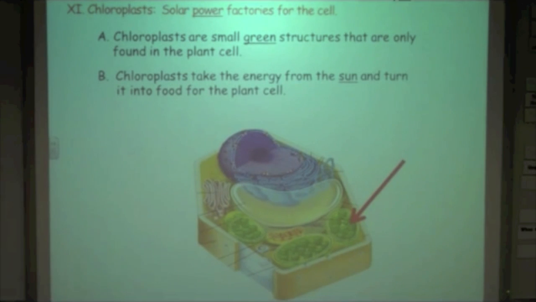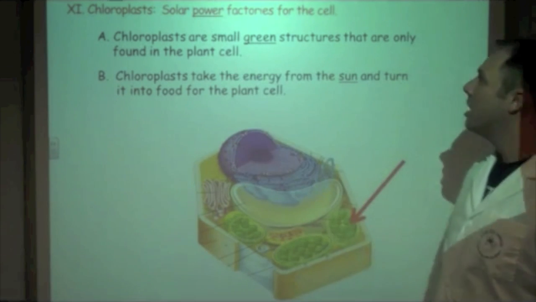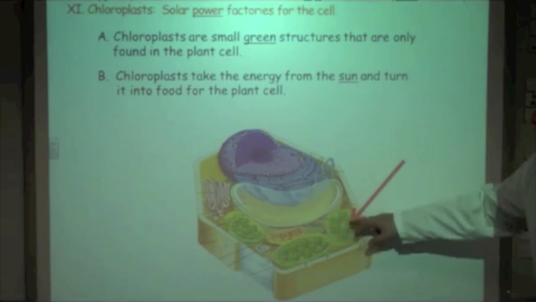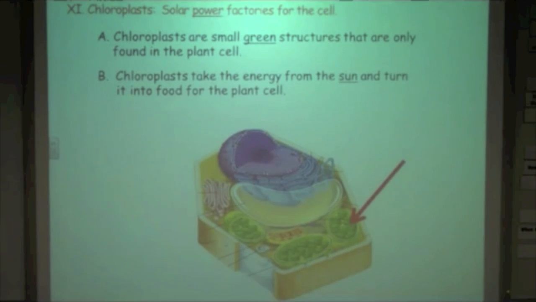Chloroplasts. Chloroplasts are what we call the solar power factories of the cell. Okay? Chloroplasts are these little green structures found in plant cells. Chloroplasts make essentially plants green. Okay? Plants are green because of the chloroplasts that are found in their cells. Chloroplasts take in light from the sun, and they convert that light energy into food. Okay? They convert that light energy into their food source. Okay? We call that process photosynthesis.